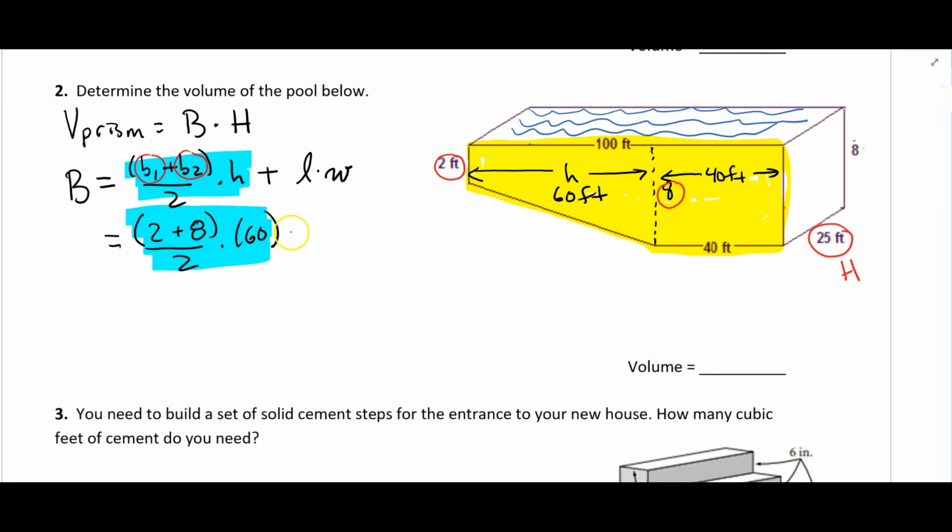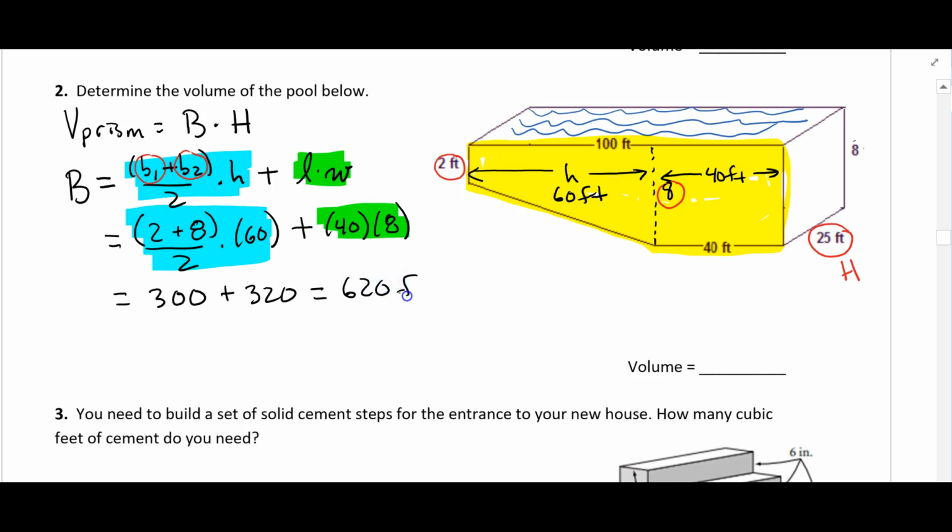and then we're going to add to that the length and width of this rectangle, so it's 40. And then the height here, or the length and width, if you will, is going to be 8. So then this, length times width, that's for the rectangle, this part here. Now we can calculate all this. So that's 10 divided by 2 is 5 times 60, so that's 300. And then 40 times 8 is 320. So the area of the base is going to be 620 feet squared.